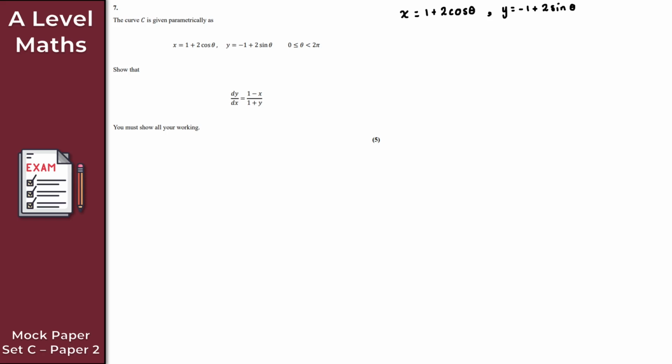So I want dy by dx here. So dy by dx then, let's just make a note here. So dy by dx then is equal to dy by d theta all over dx by d theta. So to begin with then, let's find dy by d theta and also dx by d theta. So in that case then, dx by d theta here, what would that give us? So just differentiate x here with respect to theta. Nice and straightforward. Then we simply get minus 2 sine theta.